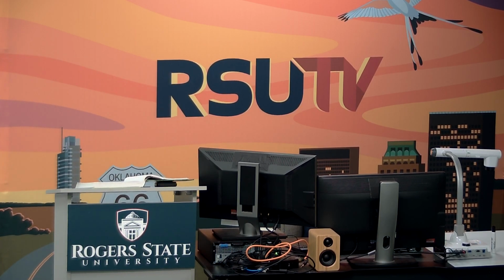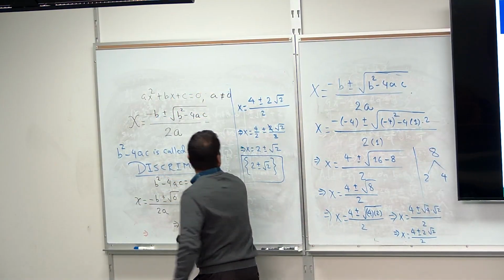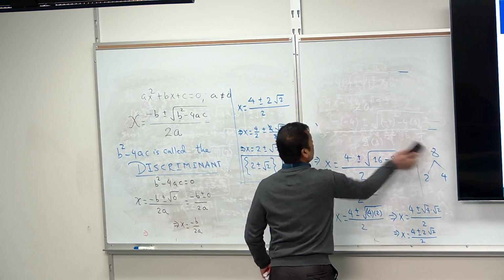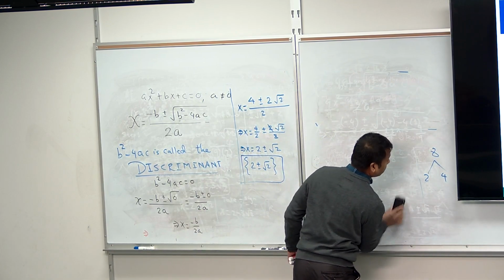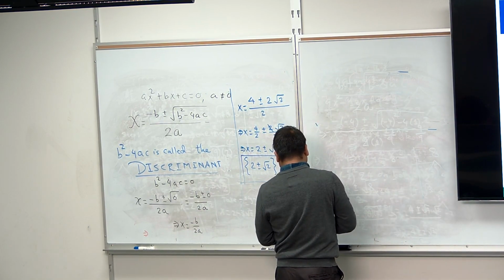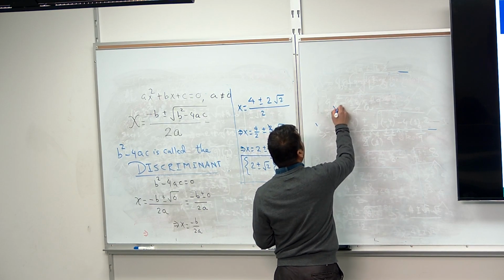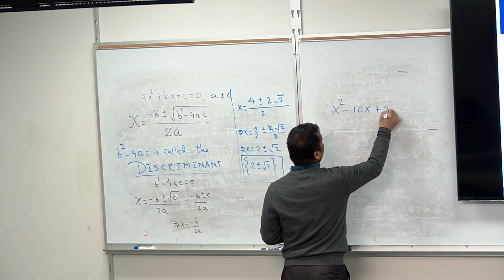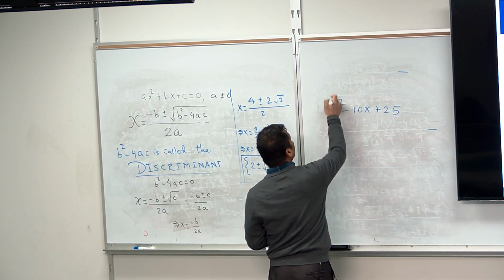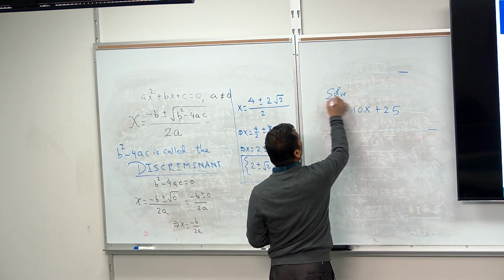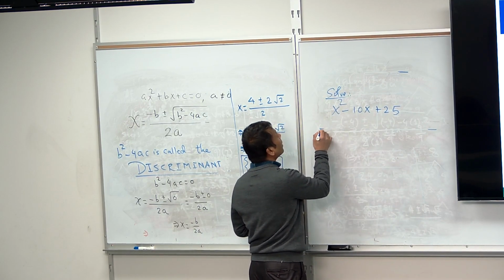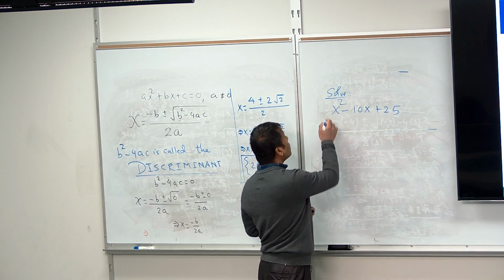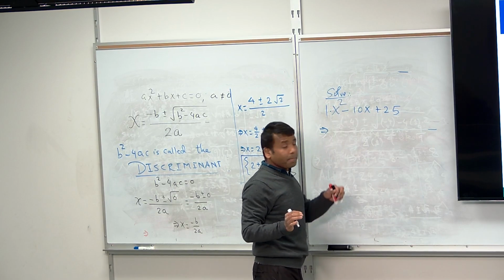Let me give you one example, real quick. If you have x square minus, let's say, 10x plus 25, you want to solve it. So how do you solve it? Let's do the factor method.